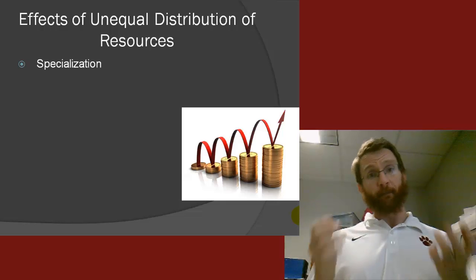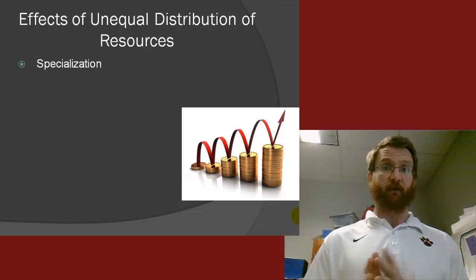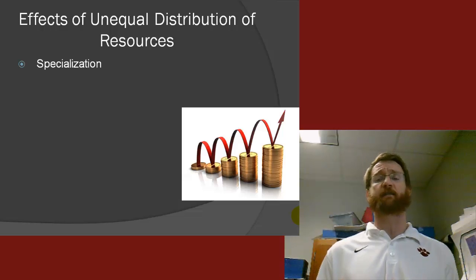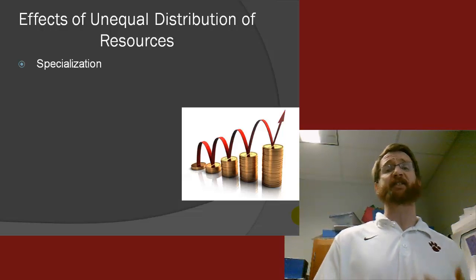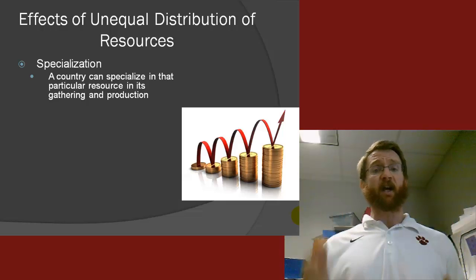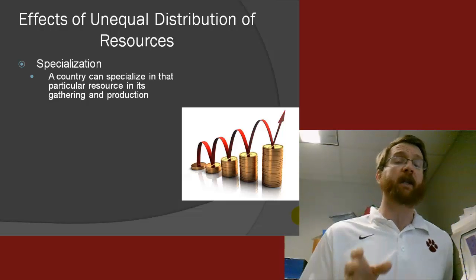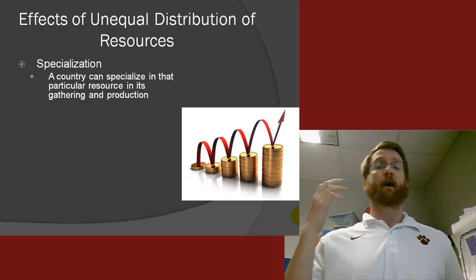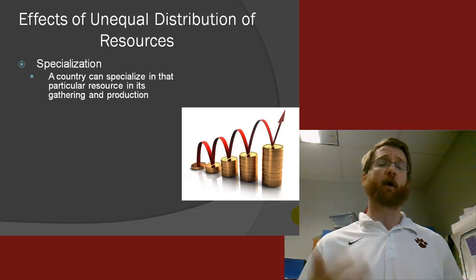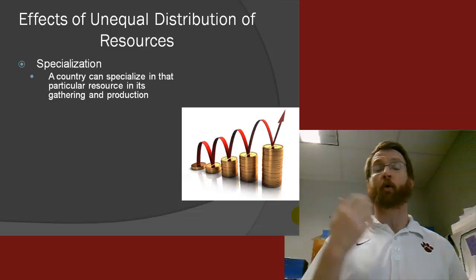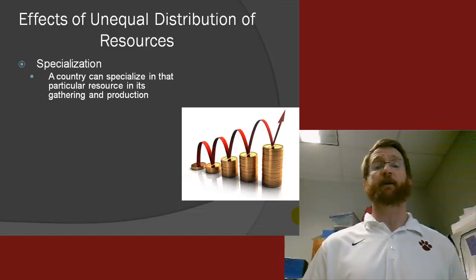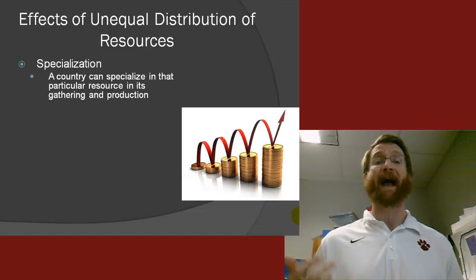So first of all, number one effect of the unequal distribution of resources is countries choose to specialize. And what specialization means is that a country picks one thing and gets really good at producing it. If a country only has coal, they're only going to produce coal and the things that go along with producing coal, like steel. That plays a tremendous role in the products that they produce. You can't make stuff that you don't have.